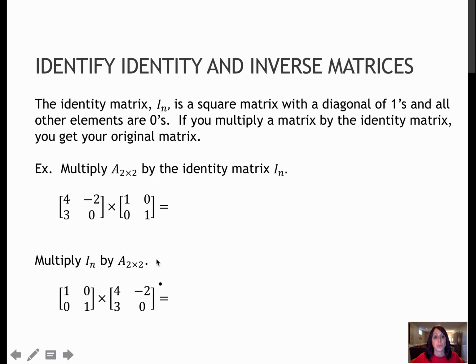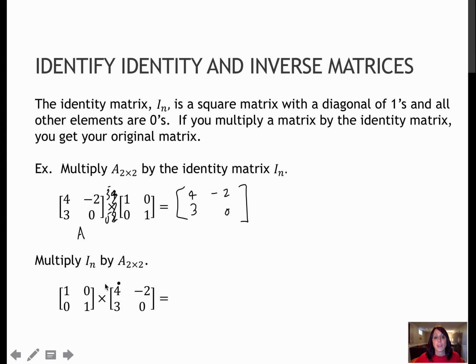If you multiply a matrix by the identity matrix, you should get your original matrix back. So let's verify that real quick. Notice that I'm going to do it in both orders, and either way I should end up with my original matrix A back. So if I take 4, negative 2, that would give me 4 times 1 plus negative 2 times 0, which is 4. And then 4 times 0 plus negative 2 times 1, which is negative 2. And then I would take my 3, 0 and do the same thing. So 3 times 1, which is 3, plus 0 times 0. And then 3 times 0 plus 0 times 1, which is 0. So notice in that order, yes, I did get my original matrix A back.